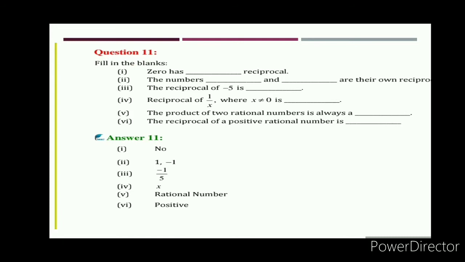The reciprocal of minus 5 is minus 1 by 5. Reciprocal of 1 by x, where x not equal to 0. Because if we substitute in place of x 0, it is undefined. Therefore, except 0, any value of x we can write. So, reciprocal of 1 by x is x. Fifth one, the product of two rational numbers is always a rational number. Sixth one, the reciprocal of a positive rational number is always positive.